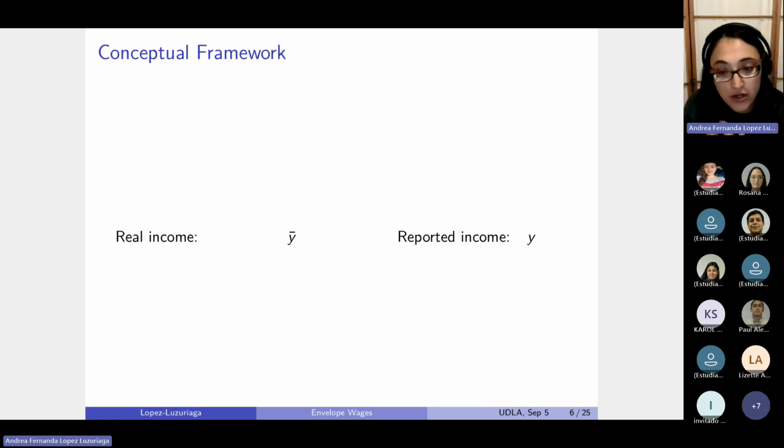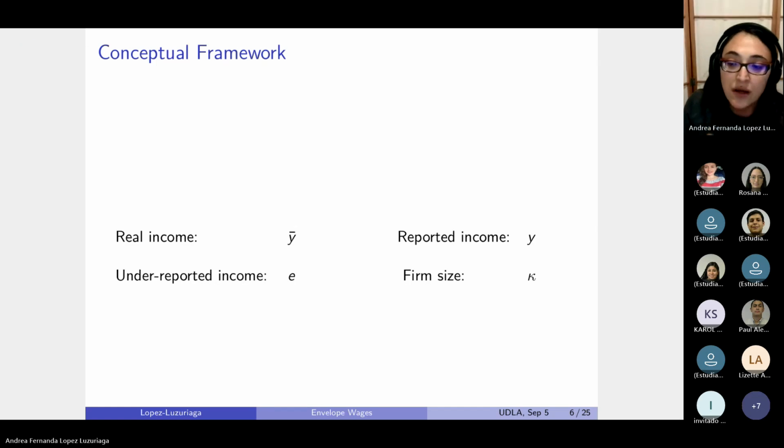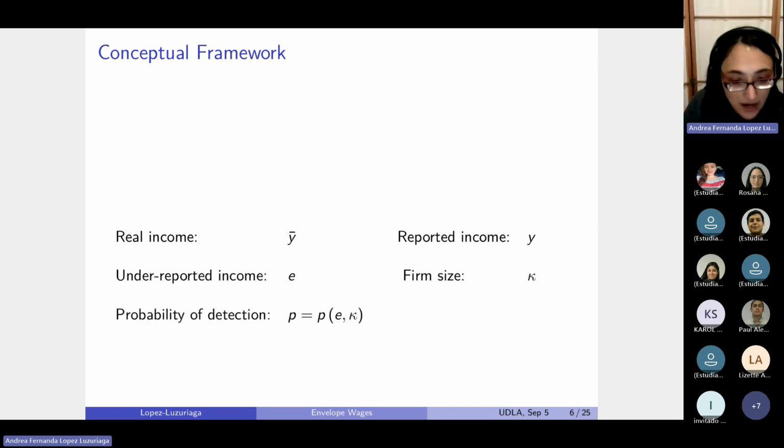So a little bit of notation here: we have real income, Y bar, and reported income, Y. The underreported income will be the difference between those two. Kappa will be the firm size, and I have this probability that has these two arguments. The penalty will be multiplicative. So let's think of, for every dollar of tax that I'm hiding, if it is discovered that I have been hiding that, I have to pay more than that dollar.